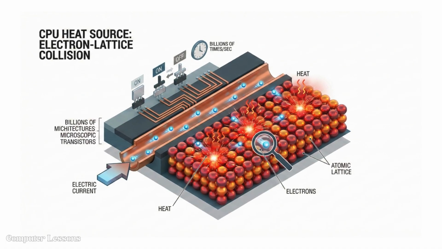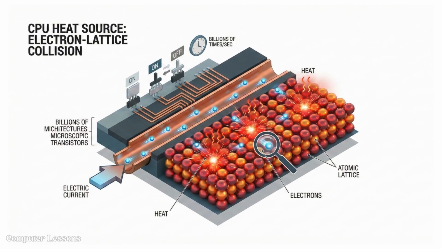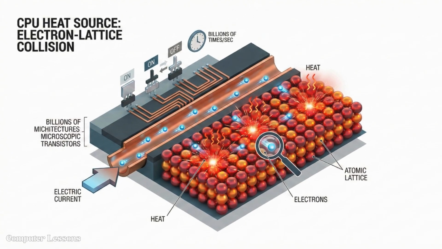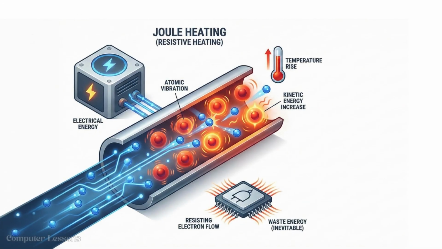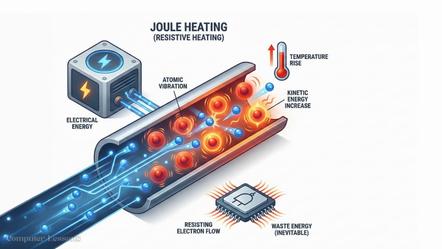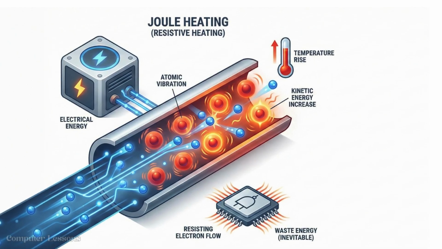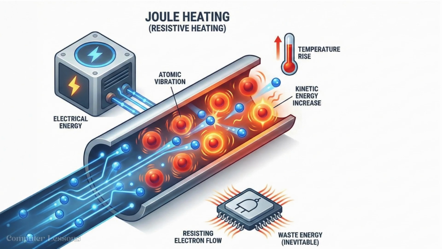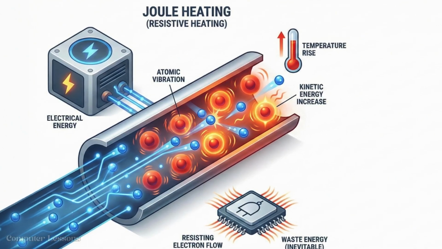Inside your CPU, billions of transistors are switching on and off billions of times per second. As electric current flows through these microscopic pathways, electrons collide with the atomic lattice of the conductive material. This phenomenon is known in physics as Joule heating, or resistive heating. Electrical energy is converted into kinetic energy within the atoms, causing them to vibrate more violently, which we perceive as a rise in temperature. There is no such thing as a perfectly efficient processor because the very act of resisting electron flow to control logic states inevitably creates waste energy.